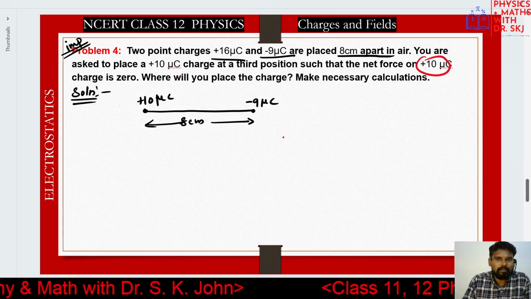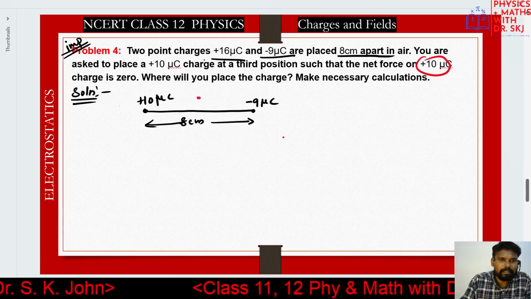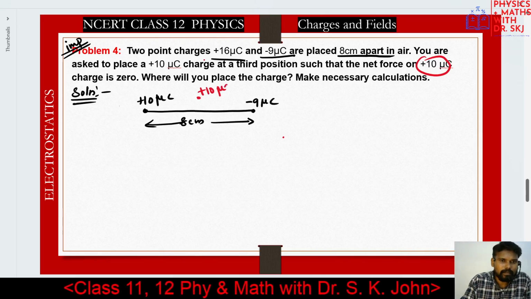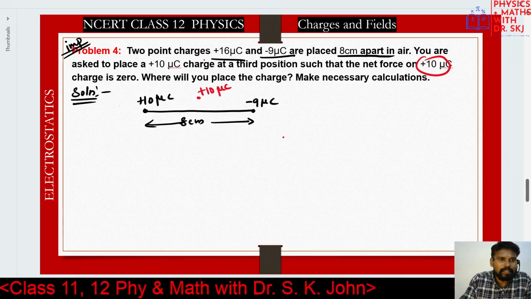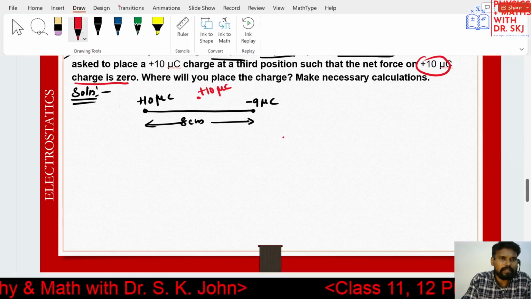I will make several trials. Like, suppose I am placing the plus 10 microcoulomb charge here. Then will the net force on it be 0? You can think of that.